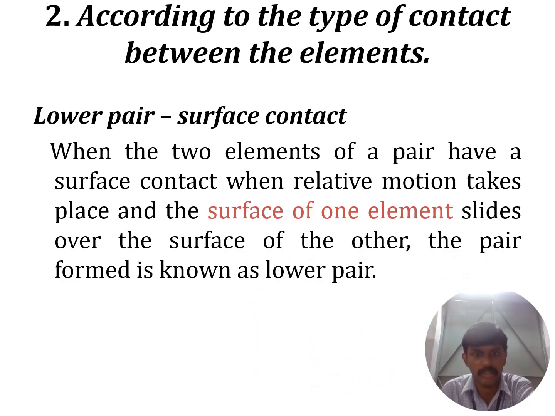According to the type of contact, the lower pair is a surface contact. The two elements of the pair have a surface contact with relative motion taking place. One element slides over the other element in a lower pair. Example: a carriage moving in a guideway of the lathe.